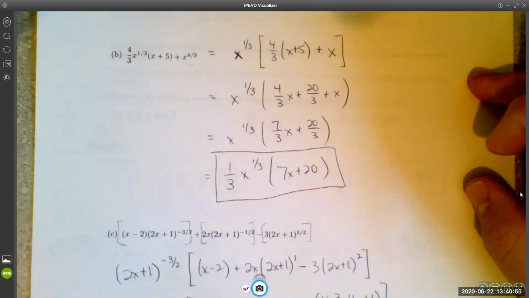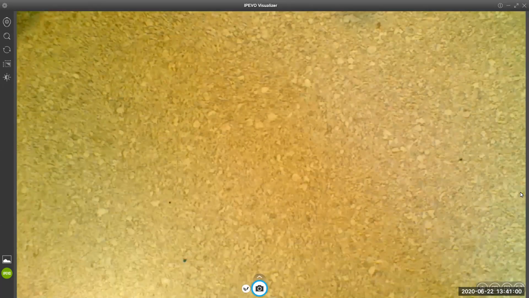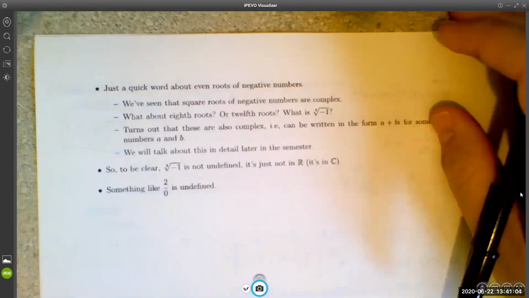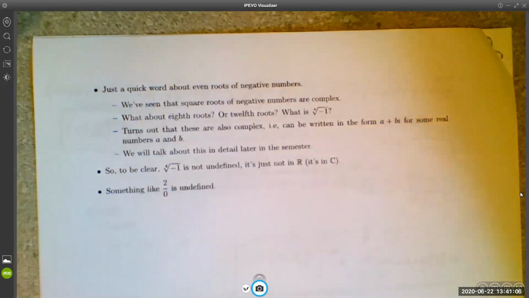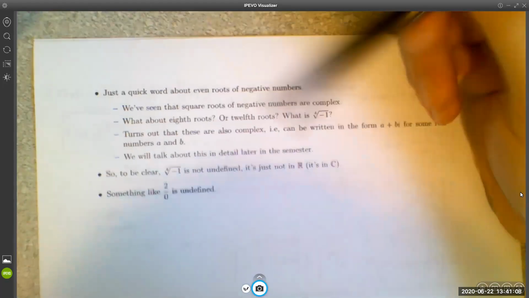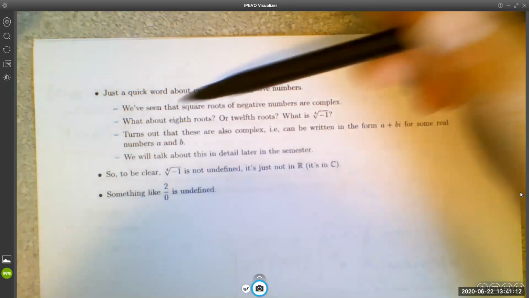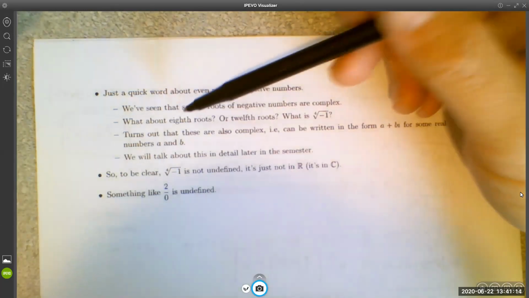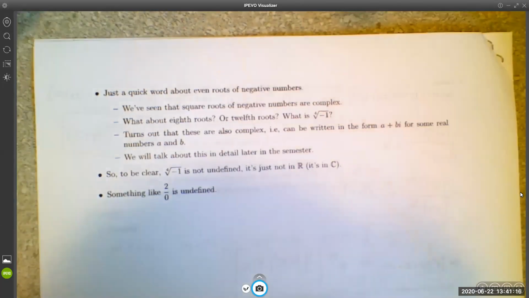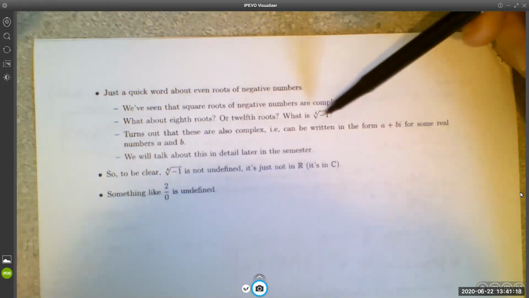Okay, so that's how factoring works with these things. One last thing that I just want to mention briefly is what we've seen about even roots of negative numbers, right? So we've seen that square roots of negative numbers are just complex numbers, but what about 4th roots or 8th roots or 6th roots or 12th roots or whatever? Like, what's the 4th root of -1?